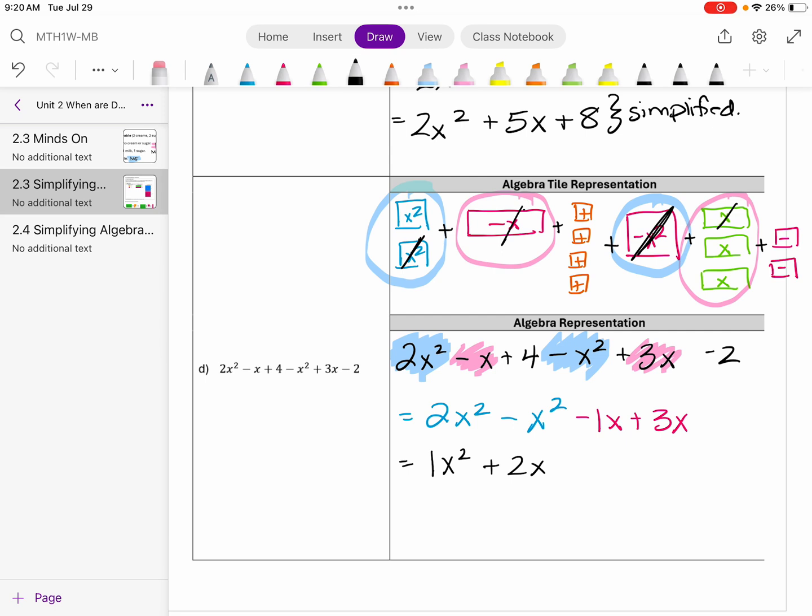And then the final step, I've got this positive 4 and this negative 2. So I'm going to write positive 4 and minus 2 at the end. And a positive tile makes a 0 term with one negative tile. So I'm left with 2. Or if I took 4 minus 2, that would give me 2. So now this is simplified.